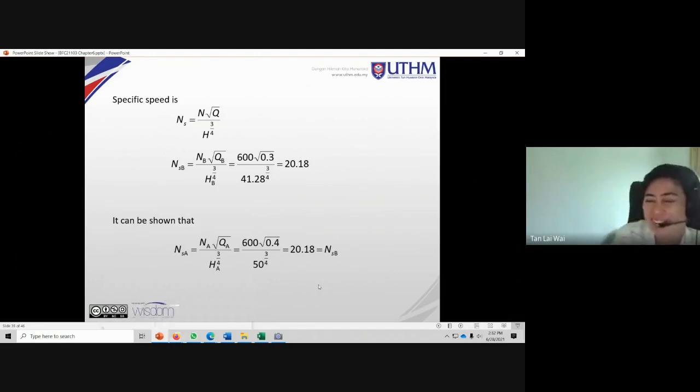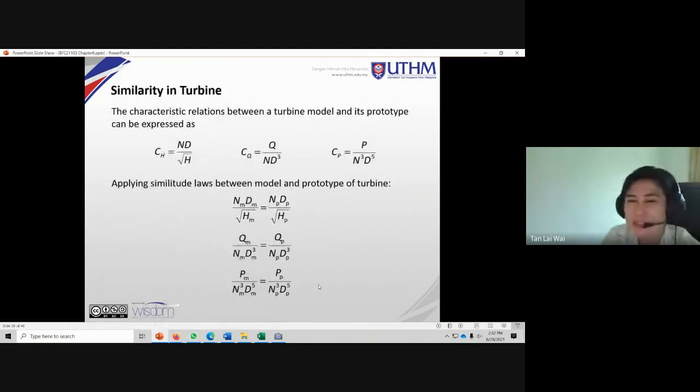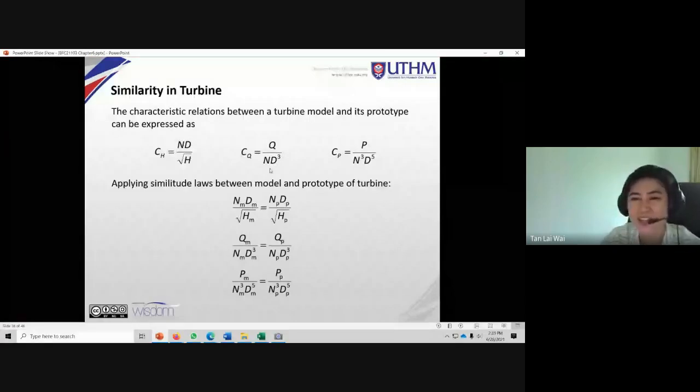Now we look at similarity in turbine. You have the law of head, discharge, and power as well. It's similar. Remember that just now we used N squared D squared over H; it's actually similar, the square root of H term. Of course, the laws for discharge and power are the same, Q over N D cubed. It's the same as the law for pump.